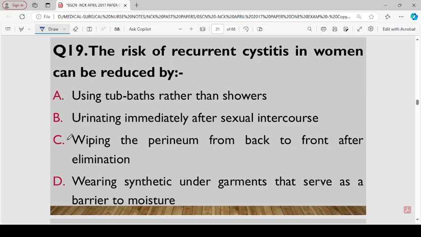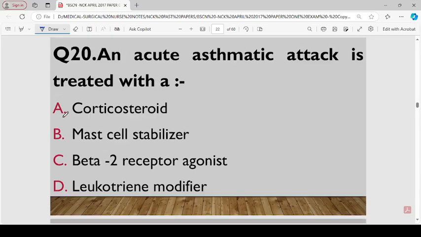The risk of recurrent cystitis in women can be reduced by, I think, urinating immediately after sexual intercourse. That can work, right? Remember, tub baths rather than showers can introduce some bacteria, so this is a risk factor. Wiping the perineum should be from front to back and not the other way. Wearing synthetic garments, of course, synthetic garments normally trap moisture. So instead, you're supposed to use cotton underwear, which is the one that is normally recommended.